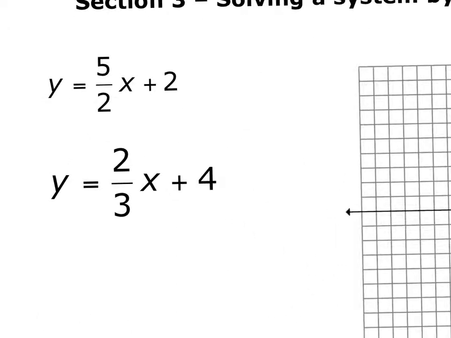Okay, so here are our two equations. We remember that we need to have our y-intercept and our slope for each of them. So for that top one, we see that our y-intercept is 2. Let's go over here on our graph and graph a y-intercept of 2.